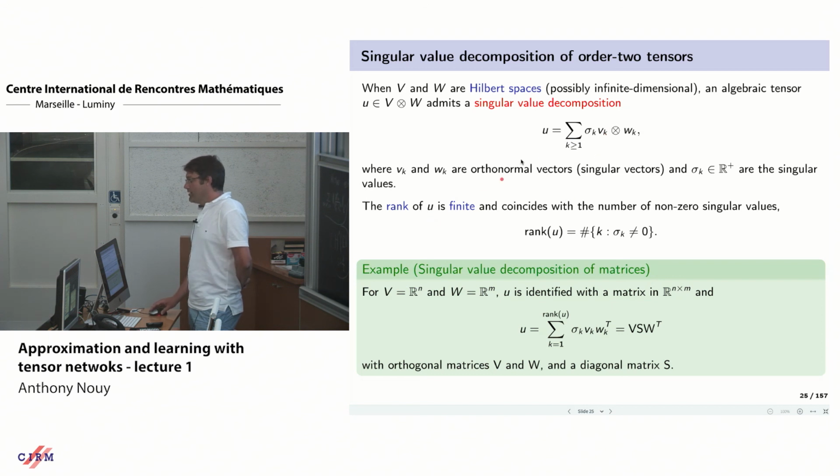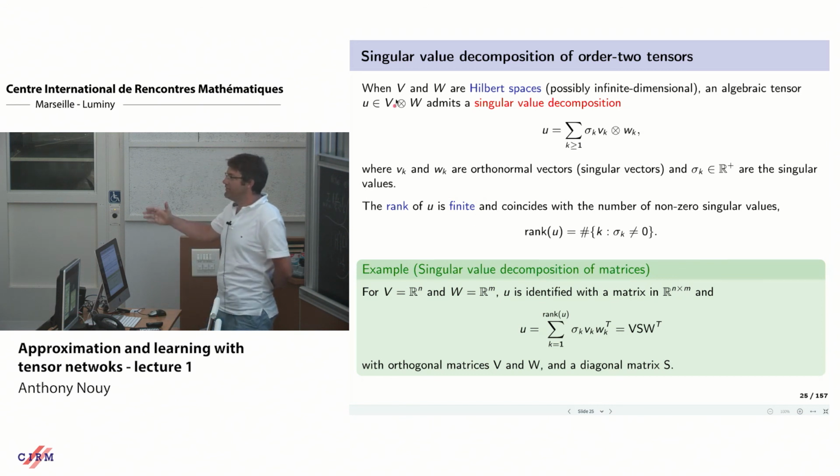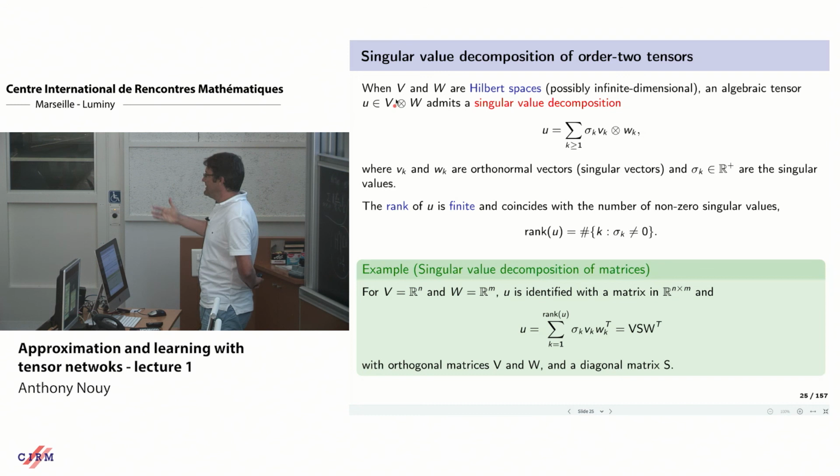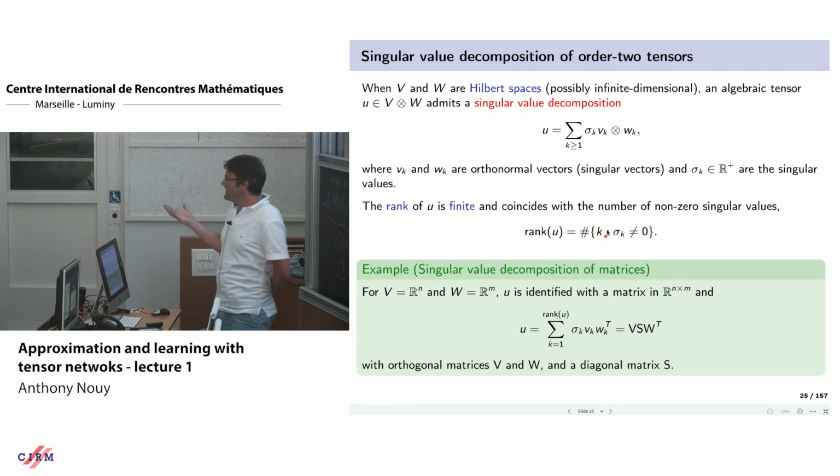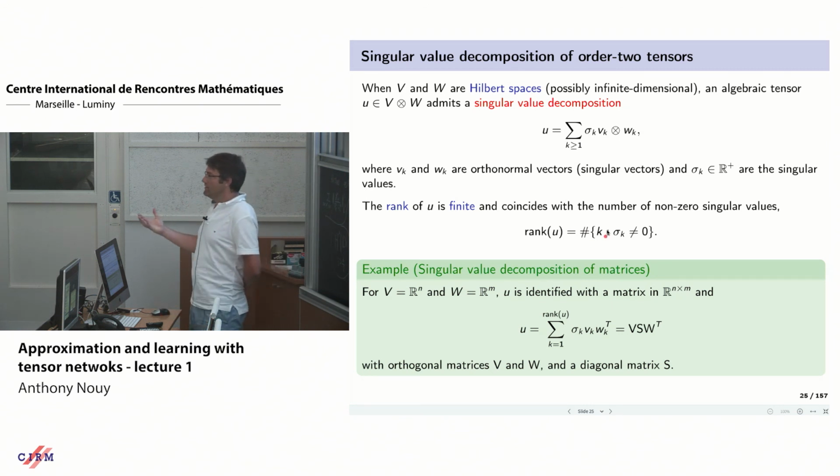The rank of U for an algebraic tensor is finite, because we know that U is a finite linear combination of elementary tensors. So you can prove quite easily that the rank of an algebraic tensor is finite, and it coincides with the number of non-zero singular values. Okay? So computing a singular value decomposition is a way to obtain the rank of an algebraic tensor.